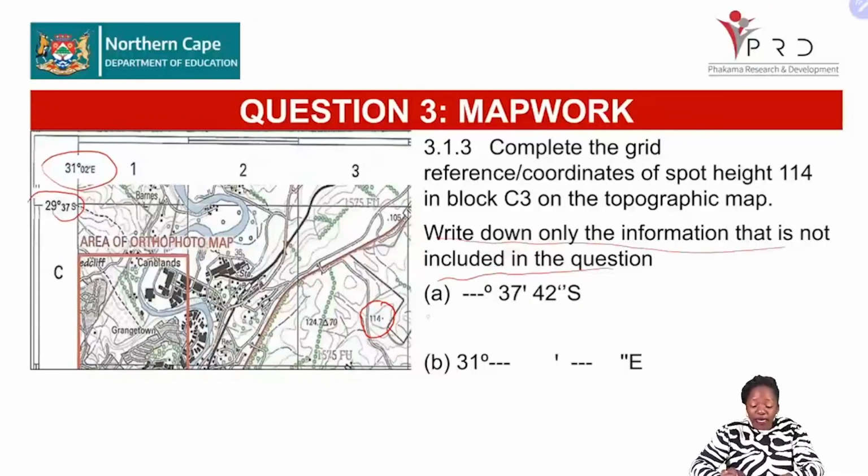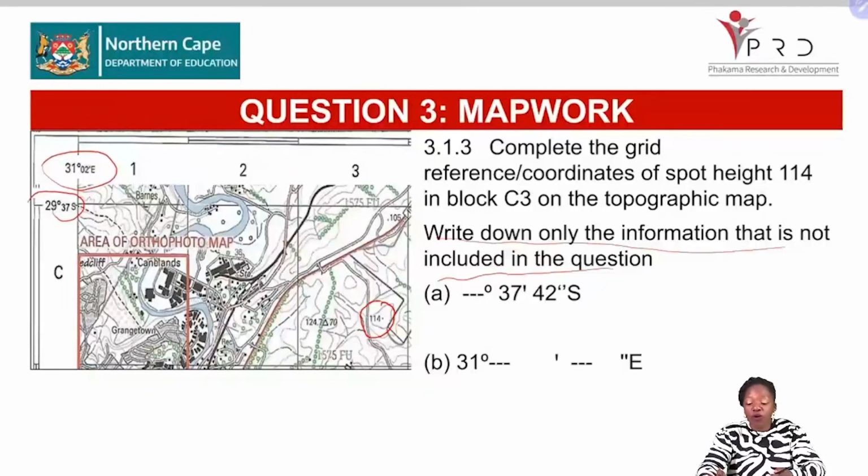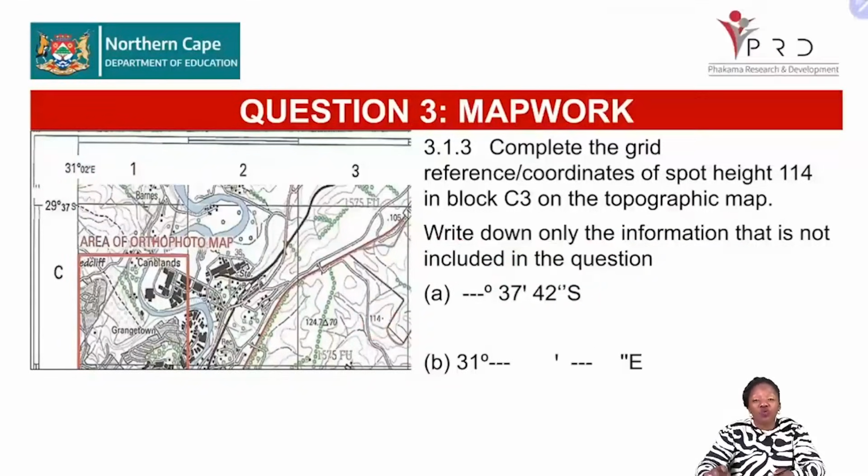The instruction says to write down only the information that is not included. So at A, what is not included is the degree. Then at B, you are given a degree, and what is not included are the minutes as well as the seconds. I'm going to give you 3 minutes to work on these grid references or coordinates, and then we will discuss the solution.